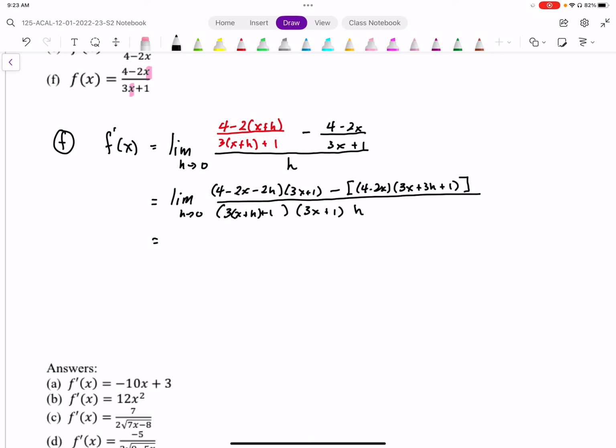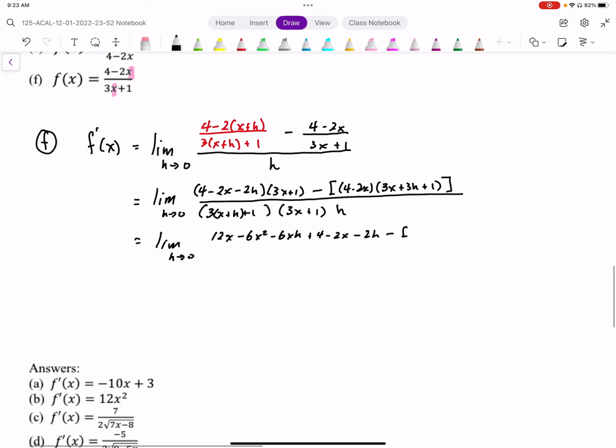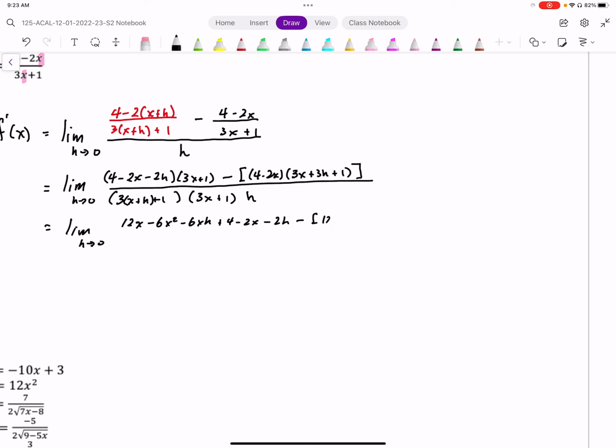Okay, so expanding this out, so the limit as h approaches 0, expanding this all out, I'm going to end up with 12x minus 6x squared minus 6xh plus 4 minus 2x minus 2h minus, okay, expanding this side out, I'm going to end up with 12 minus 12x plus 12h plus 4 minus 6x squared. Notice that a lot of these terms are going to cancel out.